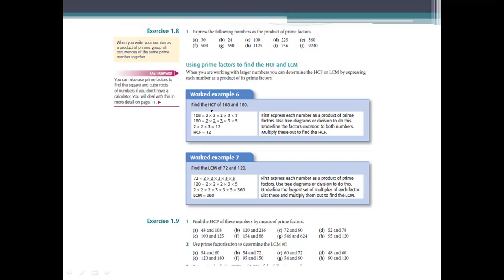Okay, so find the HCF of 168 and 180. What about the HCF of these two numbers? First of all, we need to find the product of prime numbers. But the factors of 168 are not just these numbers. Maybe the other numbers are also factors of 168, but especially we need the prime numbers, the product of prime numbers of 168.